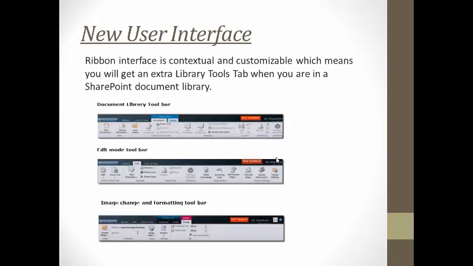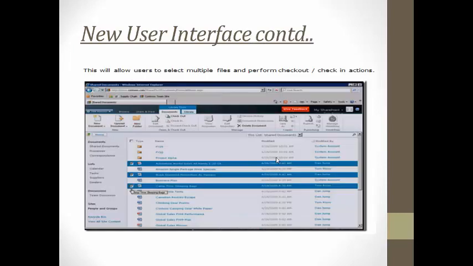Compared to March 2007, which we will look at later in this presentation. So this is the new user interface, the ribbon interface, which is very customizable, which means you get extra library tools in the various tabs when you are in a SharePoint document library or in any list. It allows the user to select multiple items from a list or documents from a library. You can perform check-in, check-out operations, versioning as well.